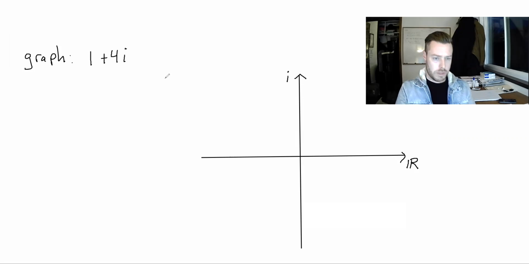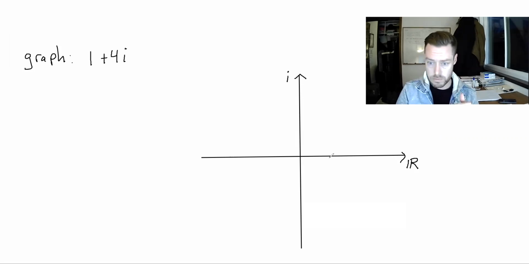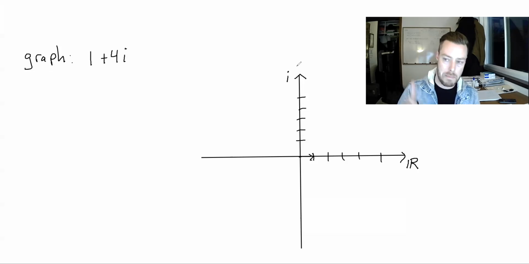Okay, what this is essentially telling us is that we want to graph one unit in the real direction, right? So we're going to go over one unit. Let's just say this is 1 unit, right? We'll make this go 1, 2, 3, 4, 5, just to make it even. And we want to go up 4 units in the imaginary direction, right? So let's go 1, 2, 3, 4. We're going to be over here, right? Because we're going to go up this much.